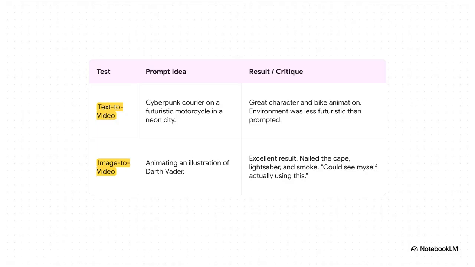So when we put Seedance to the test, its personality really came through. We gave it a text prompt for a cyberpunk character, and yeah, it nailed the character and the bike animation, even if the city wasn't quite as futuristic as we'd hoped. But where it really blew us away was with image to video. We gave it a cool illustration of Darth Vader, and the result was phenomenal. The cape movement, the lightsaber glow, the smoke, it was the kind of clip that made us go, okay, yeah, I could actually use this in a real project.